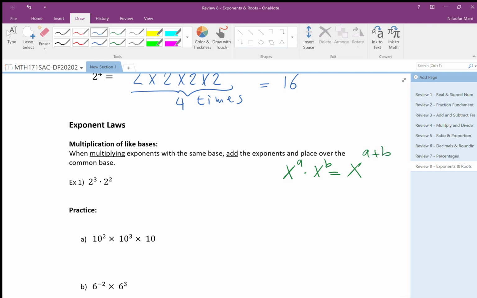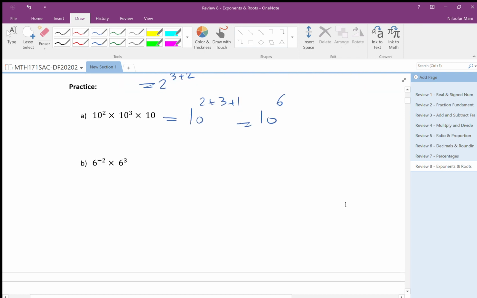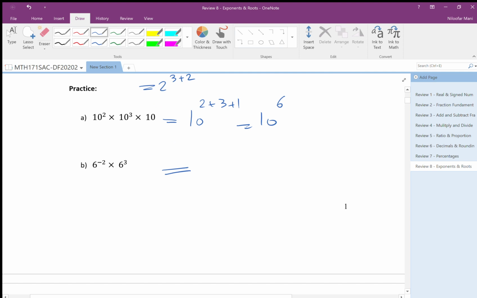Okay, so here the reason is 2 times 2 times 2, and then times 2, and then times 2, and then it is how many 2s? 5. So you have 2 power 3 plus 2. Okay, so I can write it here. Okay, so then how about here? 10, 2 plus 3 plus 1, which is 10 power 6. Make sure to show me the reason, please, otherwise I ask you why and I reduce mark. Okay, here you have the same base 6, minus 2 plus 3, which is 6 power 1.